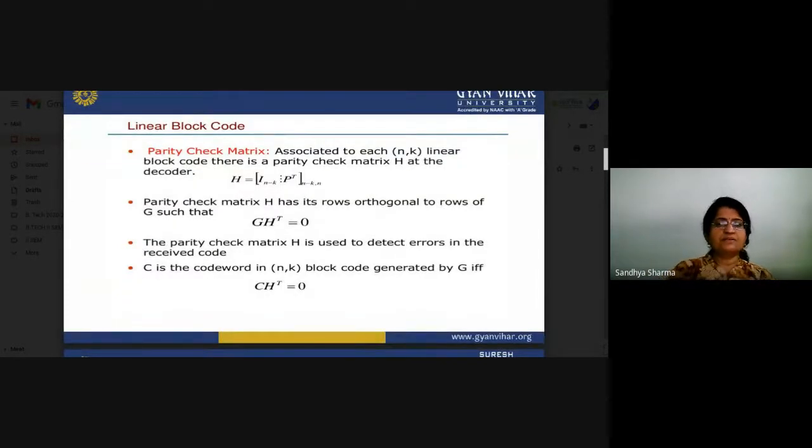Now the parity check matrix H is used to detect the errors at the receiver. So this is how we can remove the errors. The parity check matrix is used to remove the errors, and C is the code word in the (n,k) block code generated by G, so C H transpose is equal to 0. So C is the code word.